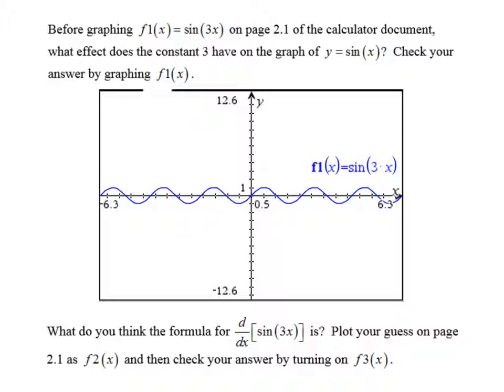Okay, so now it's your turn to make an educated guess as to what the formula for the derivative of the sine of 3x is. Once you think you know, put your guess in as f2 of x, and you can check your answer, as it says at the bottom of the page here, by turning on f3 of x, just like you did before. All right, so why don't you pause and do that, and then we'll see if you were right.